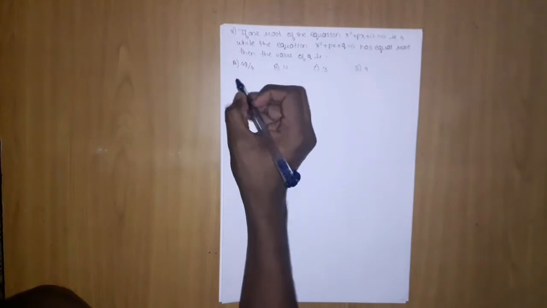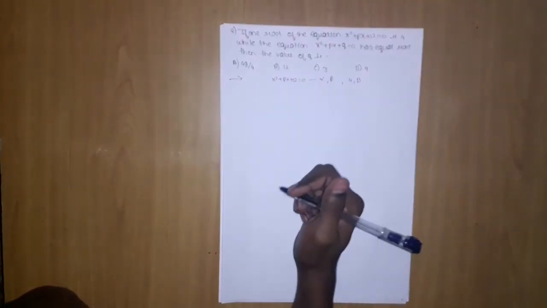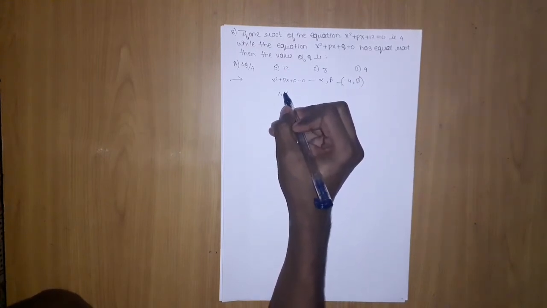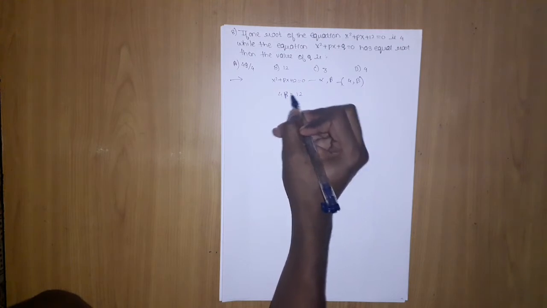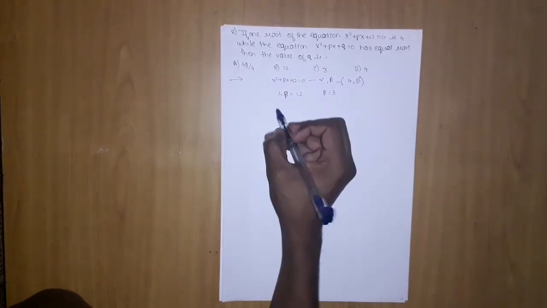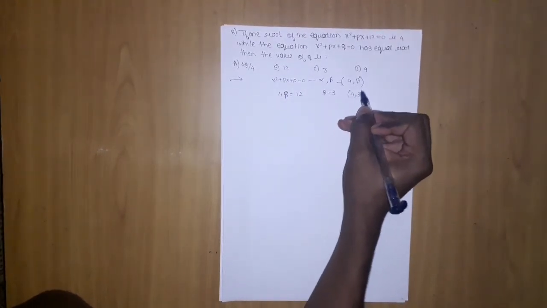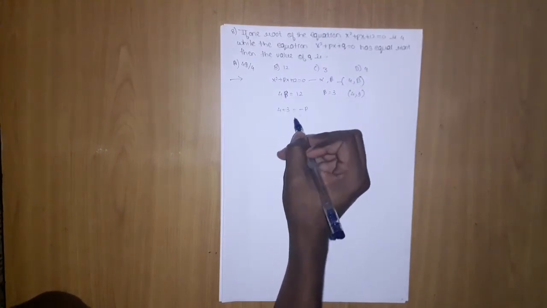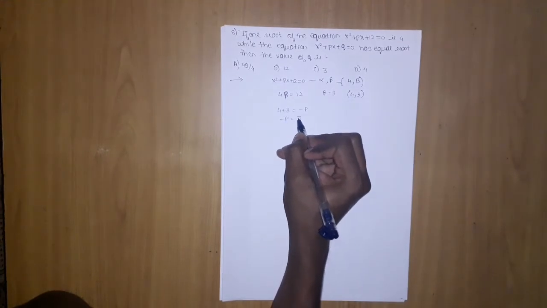How can we proceed? Let me take the equation x square plus px plus 12 as having roots alpha, beta. But I know one root is 4, so the roots are 4 comma beta. Now 4 into beta should be equal to 12, so we are getting beta as 3. So now we have roots 4 comma 3. Now the sum of the roots, 4 plus 3, should be equal to minus p. So minus p equals 7.